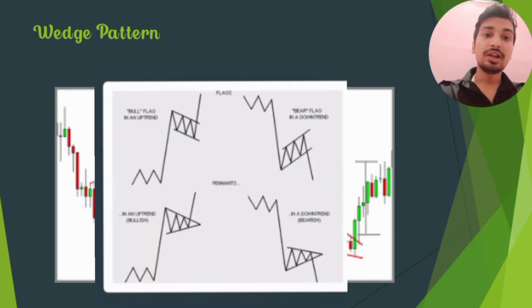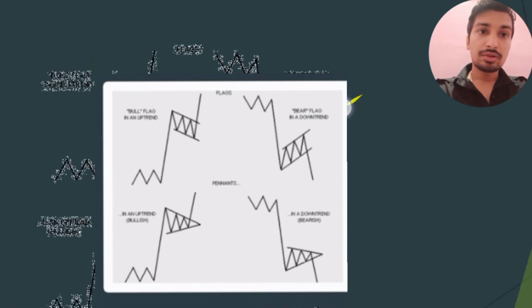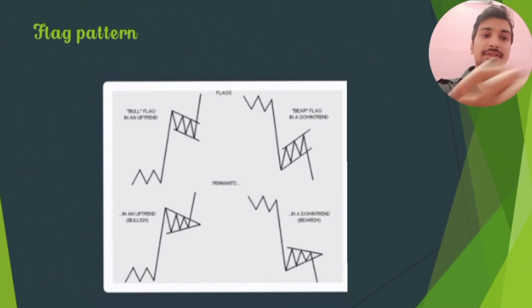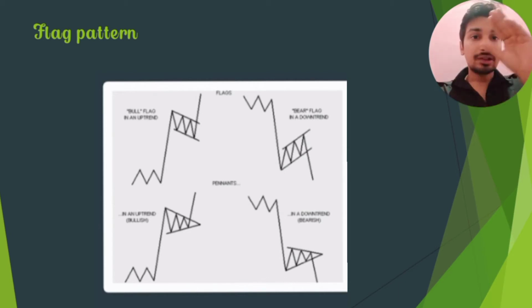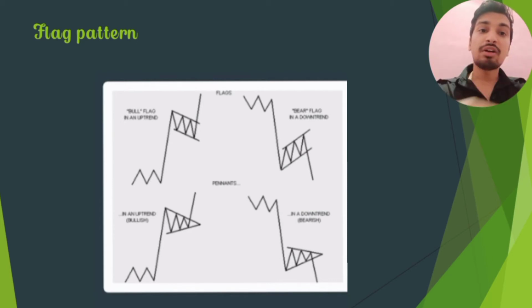Now you have the flag pattern. In the flag pattern, you can see a kind of flag. There is a pole of the flag, then the flag structure. If you draw two lines from the lows and the highs of the pattern, you can see the movement. The direction in which the flag pattern is broken, the company is generally going to show that direction of movement.